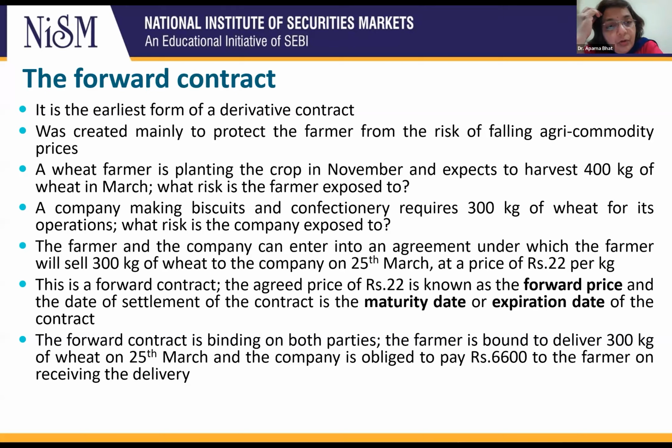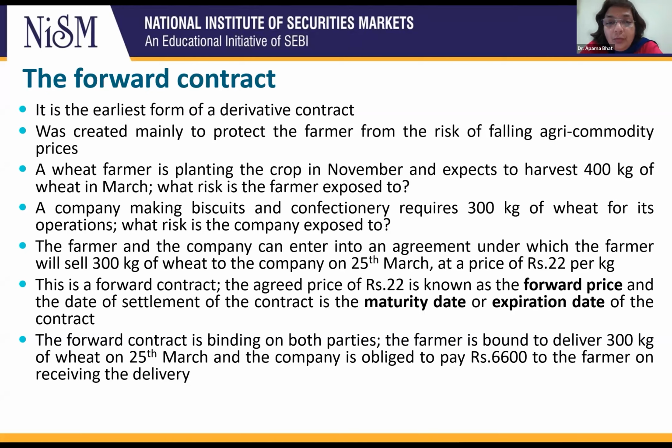So the forward contract was created mainly to protect the farmer. Let's take the example of a wheat farmer. He's planting his crop in November and he expects to harvest 400 kilos of wheat in March. That is his expectation because that is how much his field can produce. Now tell me, what is the risk to which this farmer is exposed? Naturally, the farmer's risk is that the wheat price may fall, because he's planting the crop in November and the harvest will happen in the next March.